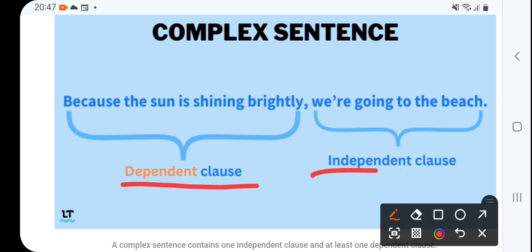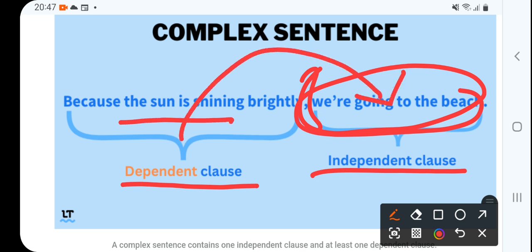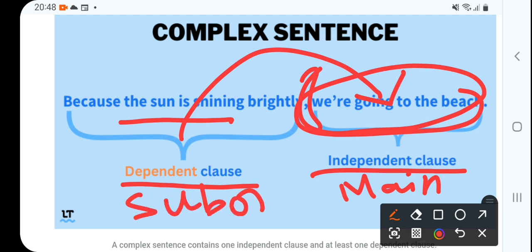Dependent clause or independent clause. "Because the sun is shining brightly" is dependent. "We are going to the beach" is independent. If you read it separately, "we are going to the beach" makes complete sense. But "because the sun is shining brightly" is dependent on this sentence, because it is incomplete without it. Another name for the independent clause is main clause. That is important.